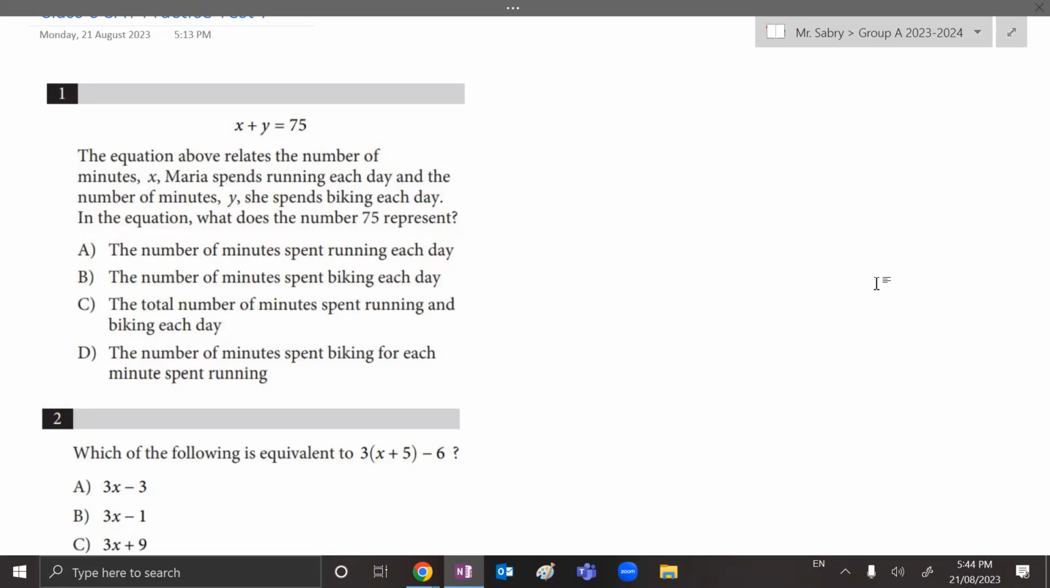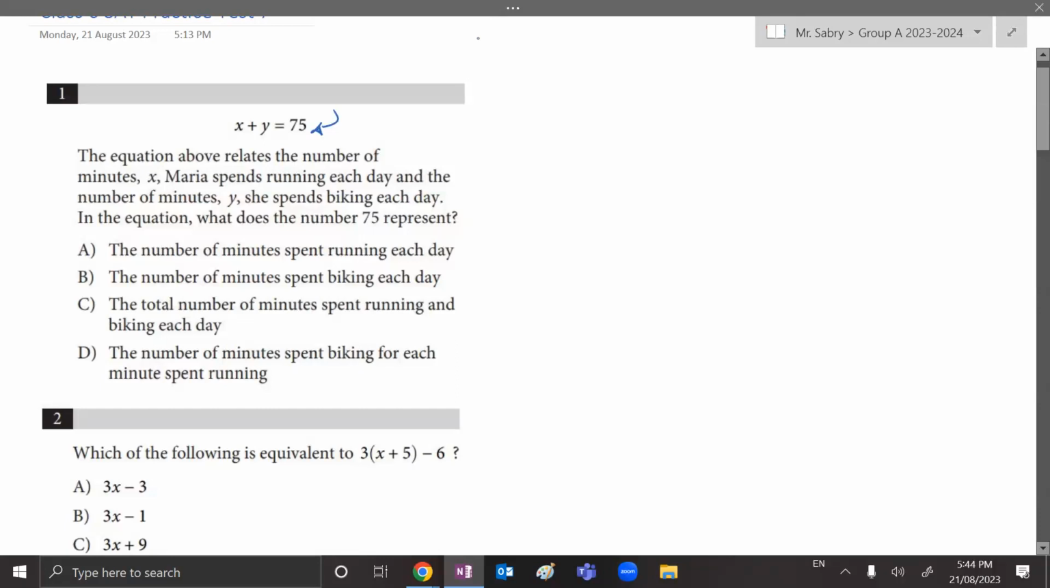So let's start with question number 1. You're given a mathematical expression or equation up there, and I told you before that with any mathematical expression, the most important thing to learn is the meaning of every single letter in this form. So you'll start reading.